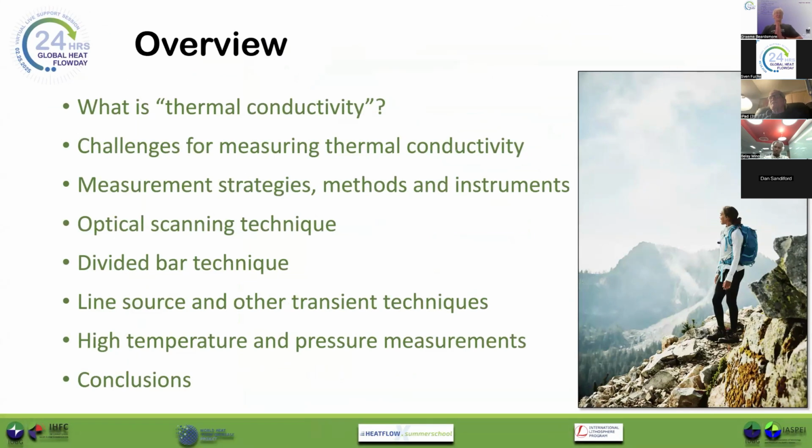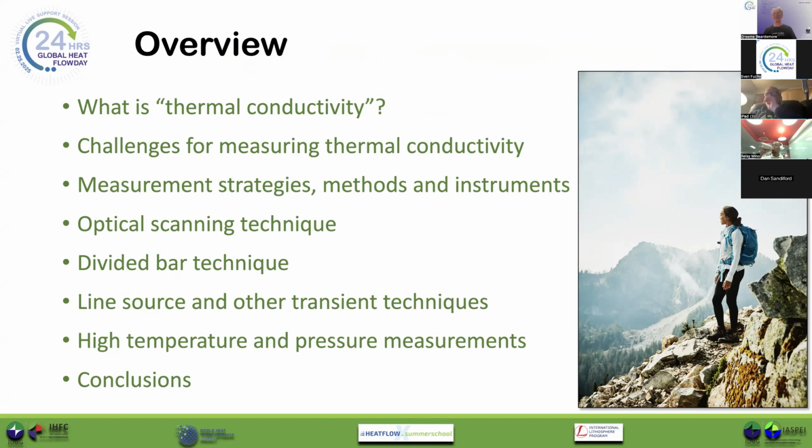So first up, if we want to measure thermal conductivity, it's a good idea to know what thermal conductivity is. People on this line probably have some concept of it, but just to clarify the concept before I launch into how to measure it, I will cover fairly briefly what is thermal conductivity. Then I'll talk about the particular challenges for measuring thermal conductivity, specifically talking about rocks in this talk.